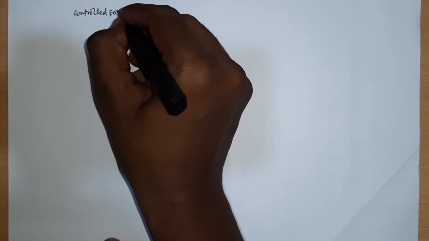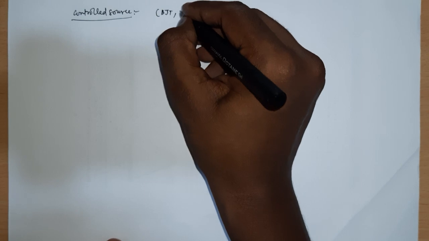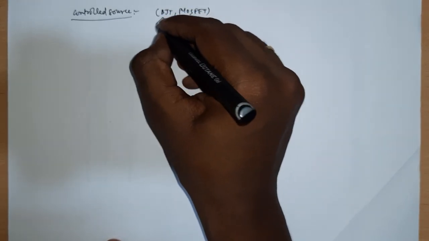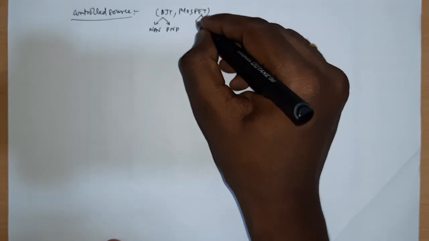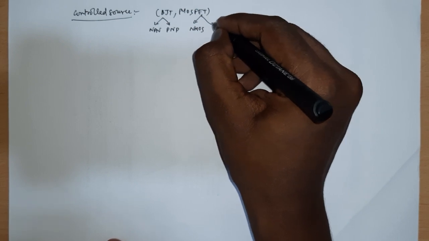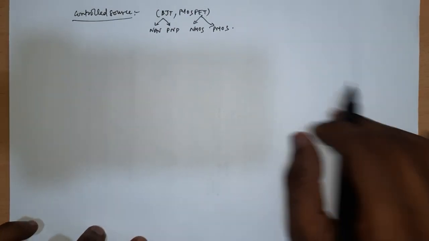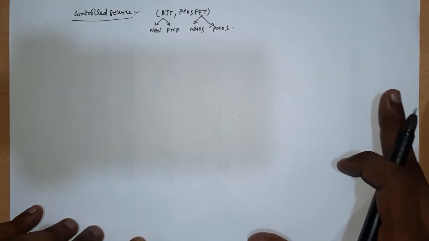So regarding the control sources, of course you should build control sources using the nonlinear devices, and of course you have BJT and MOSFET. In BJT you have two types, NPN and PNP, and in MOS you have another two types, NMOS and PMOS, right? So you can always look at things for one device and extend it for all other devices.